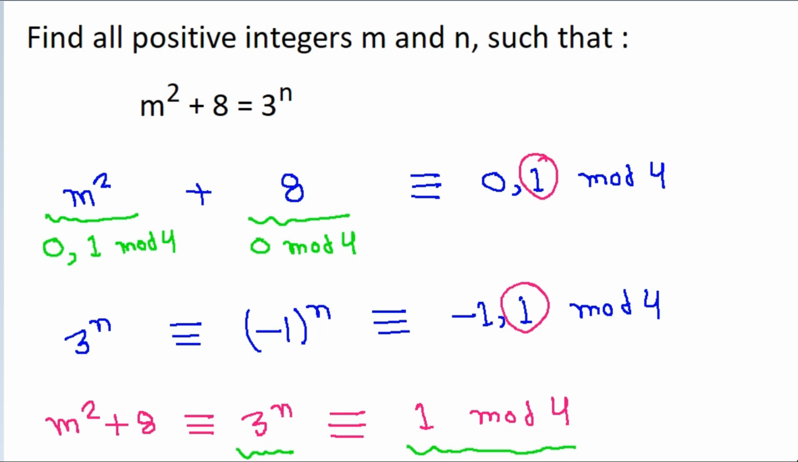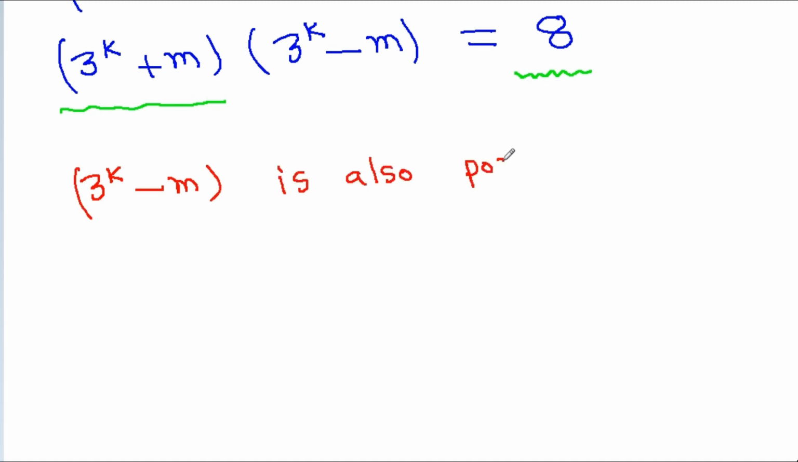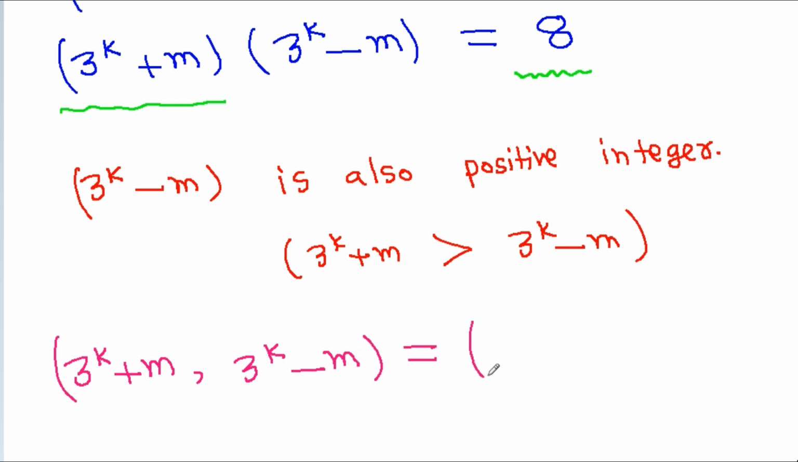And we have m and n positive integers. So 3 power k plus m will be a positive integer, and 8 is also a positive integer. So we get 3 power k minus m is also a positive integer. And of course 3 power k plus m will be greater than 3 power k minus m. And we have the product of 3 power k plus m and 3 power k minus m is equal to 8. So we get 3 power k plus m and 3 power k minus m is equal to either 8 and 1 or 4 and 2.